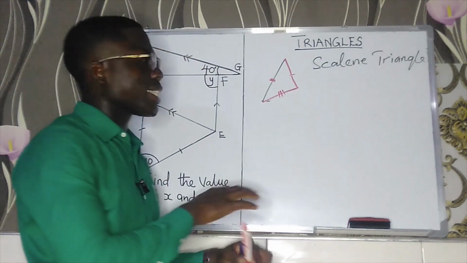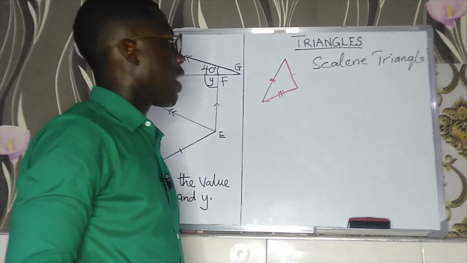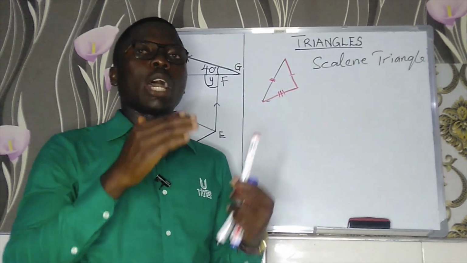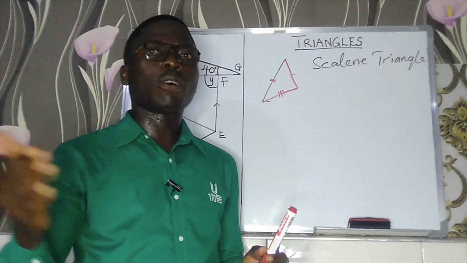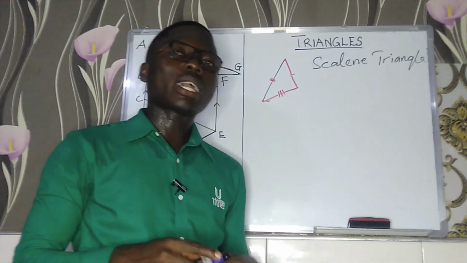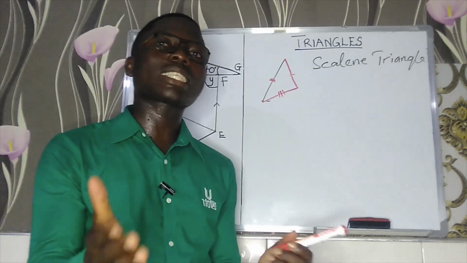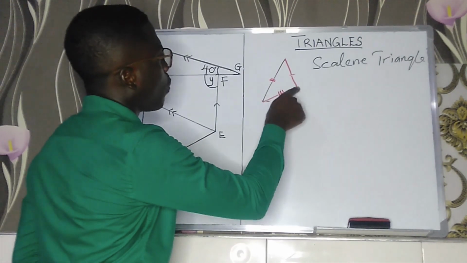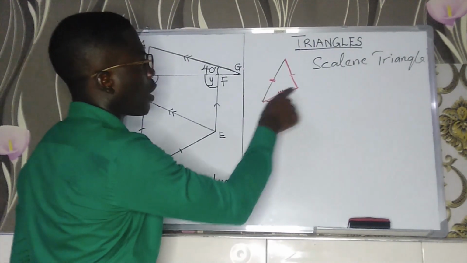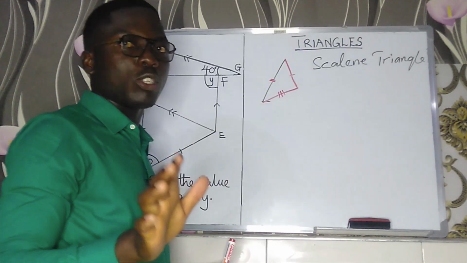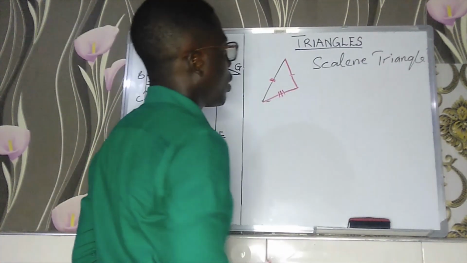Very good. Now, it has no line of symmetry because a line of symmetry is a line that divides a diagram in a way that we can fold one half exactly onto the other half. Now, when you divide this, we can't fold this exactly onto this because this will appear somewhere here. So it means it has no line of symmetry. So that is for the scalene triangle.